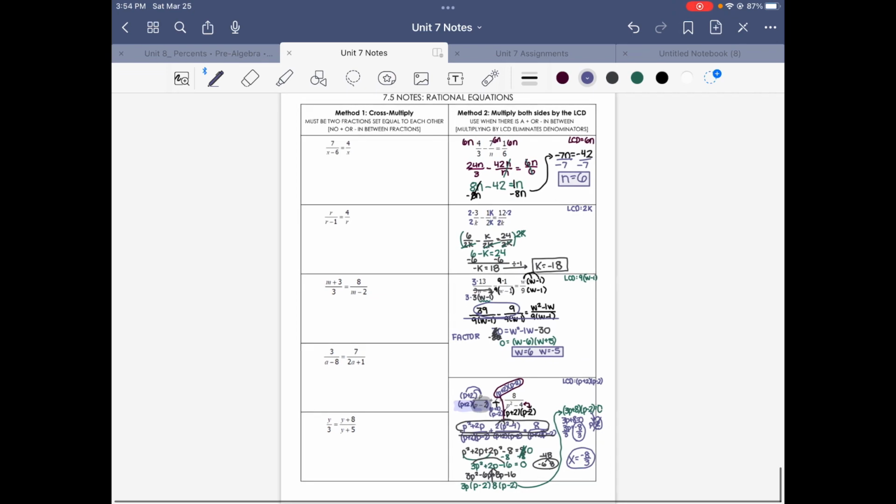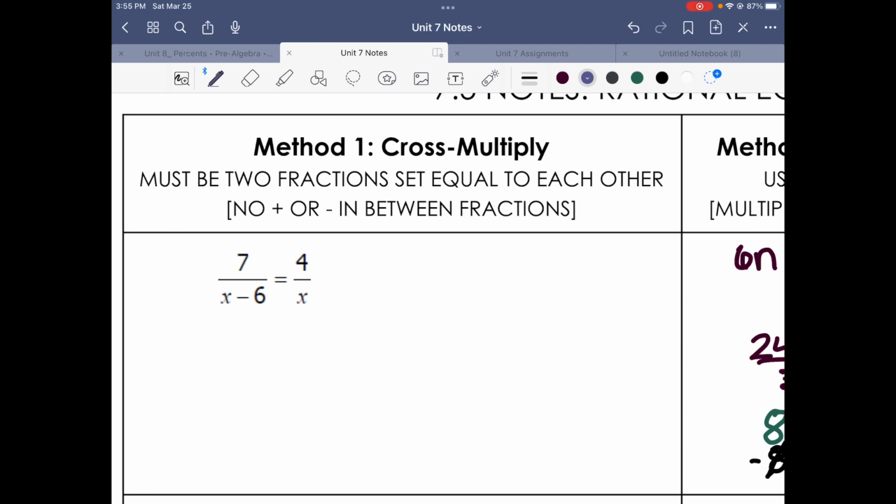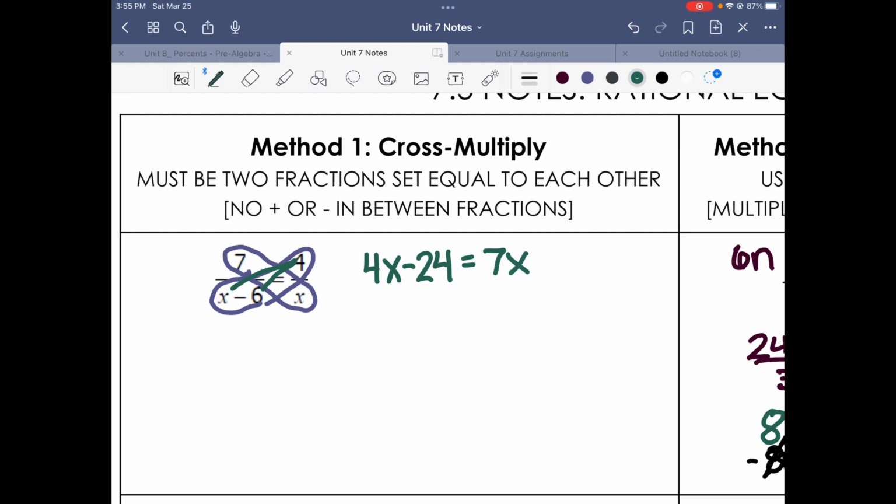All right, let's move on to some cross multiplying. Most people prefer these. Cross multiplying is where we use the fact that if two fractions are equal, then their cross products are equal. So 4 times x minus 6 and 7 times x must be equal. Just be careful because when you do 4 times x minus 6, it needs to multiply to both of them. So not 4x minus 6, but 4x minus 4 times 6, which is 24, equals 7 times x, which is 7x.